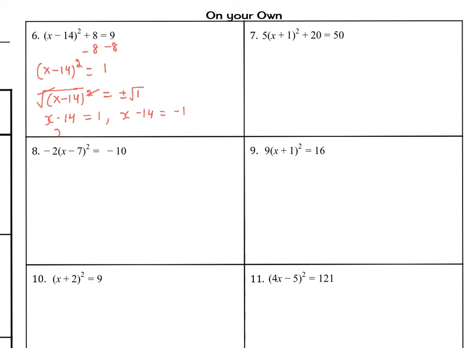When you add 14 on both sides, this one becomes x equals 15. And in this case, when you add 14 on both sides, you're going to get x equals 13.